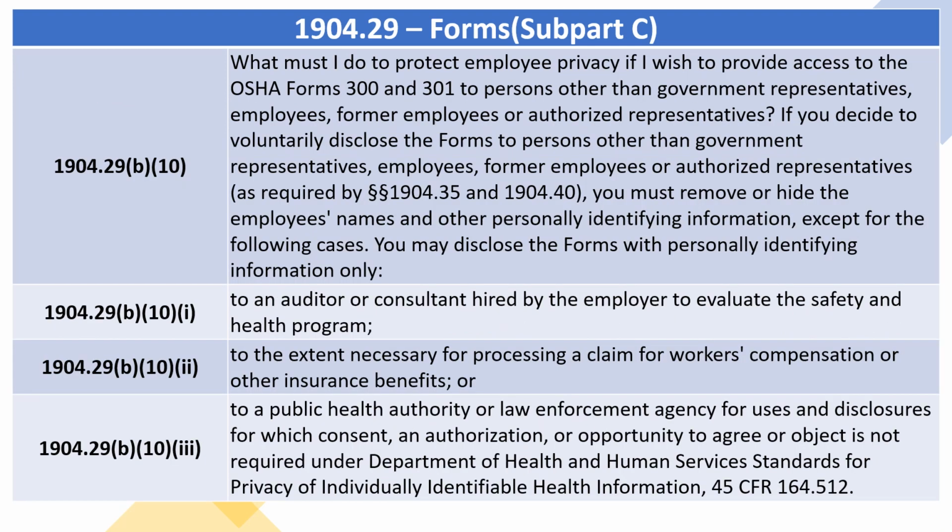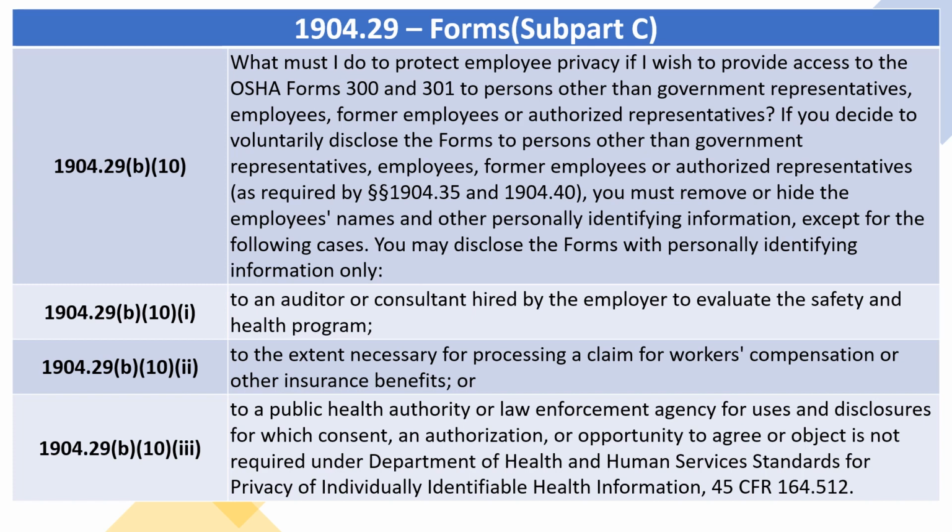1904.29(b)(10). What must I do to protect employee privacy if I wish to provide access to the OSHA Forms 300 and 301 to persons other than government representatives, employees, former employees, or authorized representatives? If you decide to voluntarily disclose the forms to persons other than government representatives, employees, former employees, or authorized representatives, as required by sections 1904.35 and 1904.40, you must remove or hide the employees' names and other personally identifying information, except for the following cases. You may disclose the forms with personally identifying information only.